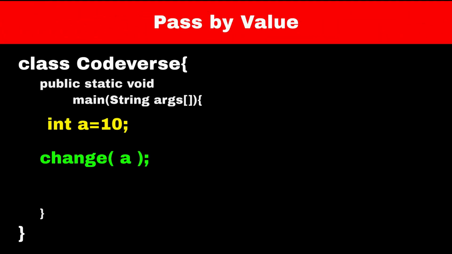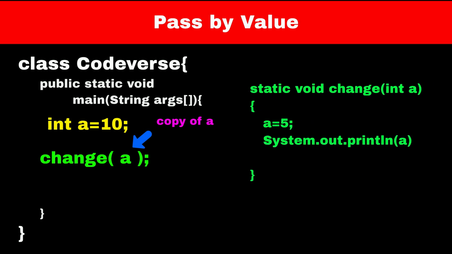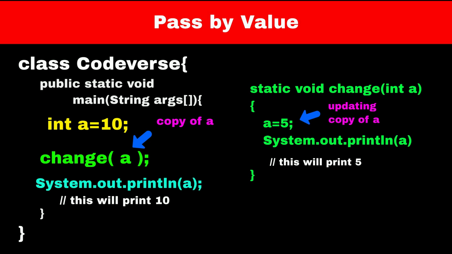outside the function. Consider this program where we create an int variable a with the value 10 and then pass it to the change function where we modify its value to 5. If we print a inside the function, it will print 5 because it's accessing the local variable which is a copy of the actual a. If we print a outside the function, it will print 10 because inside the function we only modified the copy of that variable, not the actual variable.